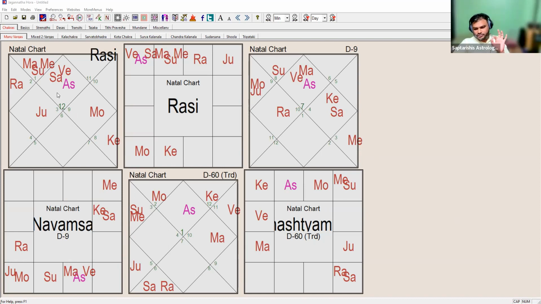So Lagna Lord Saturn Venus is completed. Any doubt in this session? Any doubt from the class? Does anyone have a problem in between? How did you come to know why this chart needed D60? How did you find out?